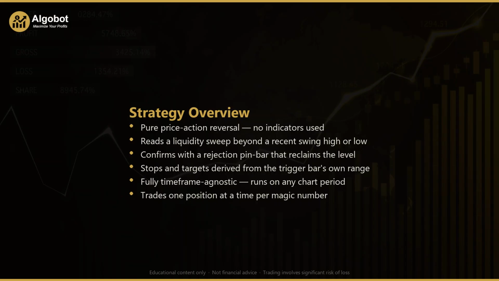This is a candle with a long wick and a small body, showing that price was pushed firmly back to the other side of the level it just swept. When you put those two ideas together, you get what many traders describe as a failure of breakout reversal, where a move beyond a level does not hold and price snaps back.